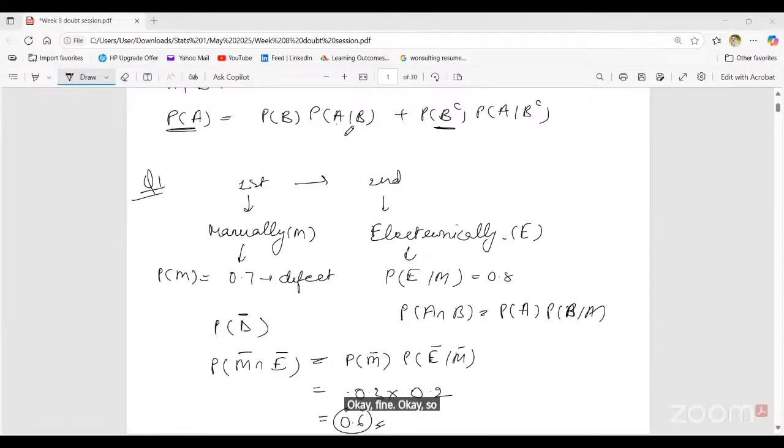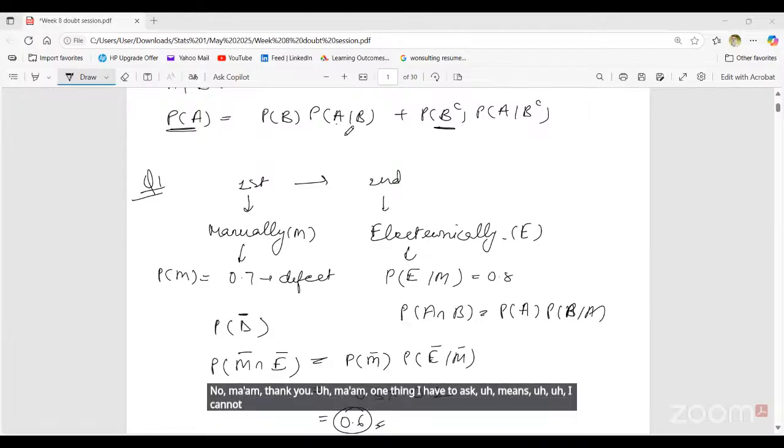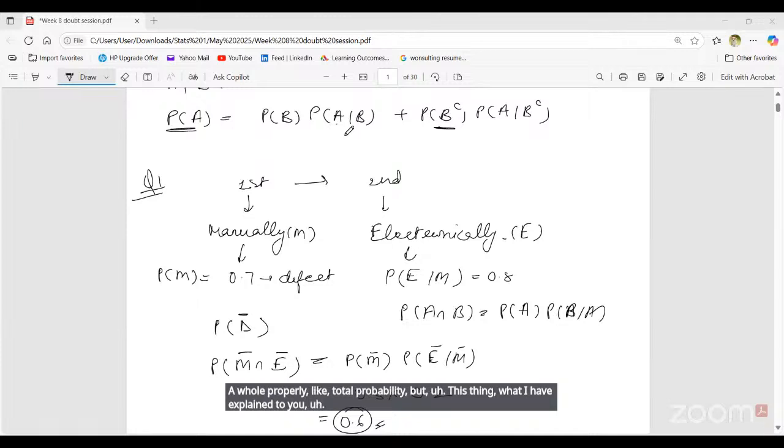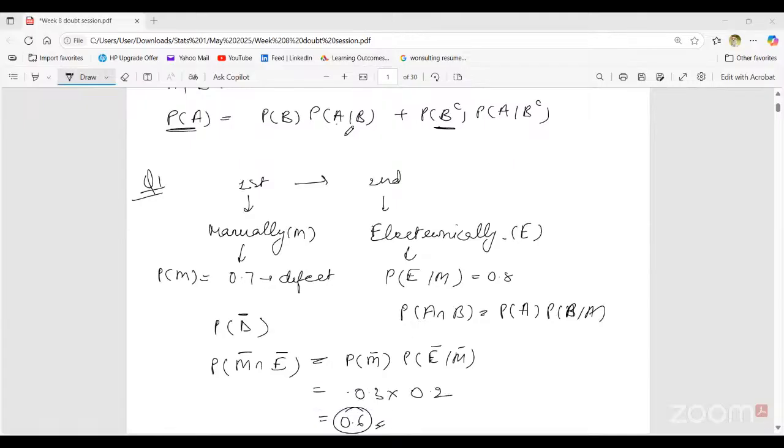Okay, so your doubts should be clear? Any other doubt? No, ma'am, thank you. Ma'am, one thing I have to ask. I cannot understand the whole of total probability properly, but this approach of getting how AND and OR work, I understood. So is it okay to apply this approach on the questions?